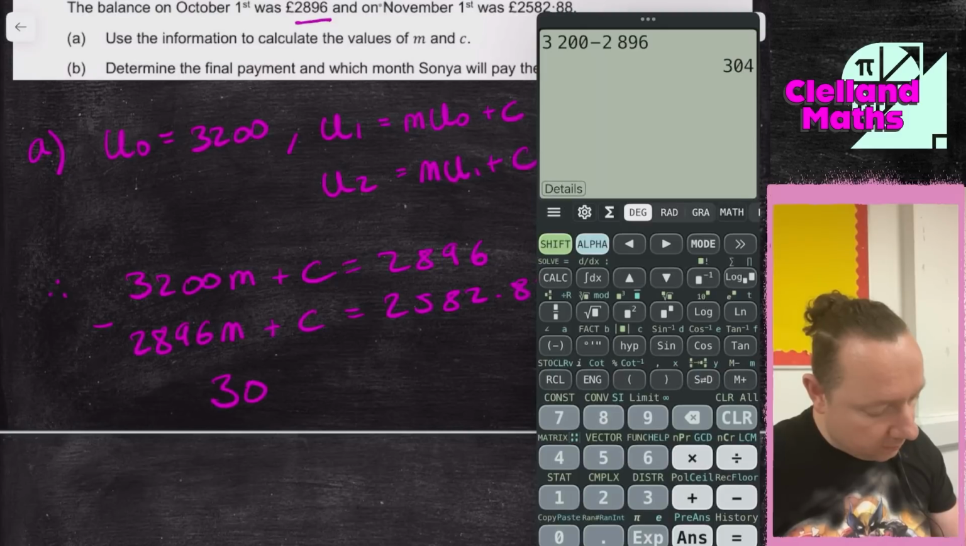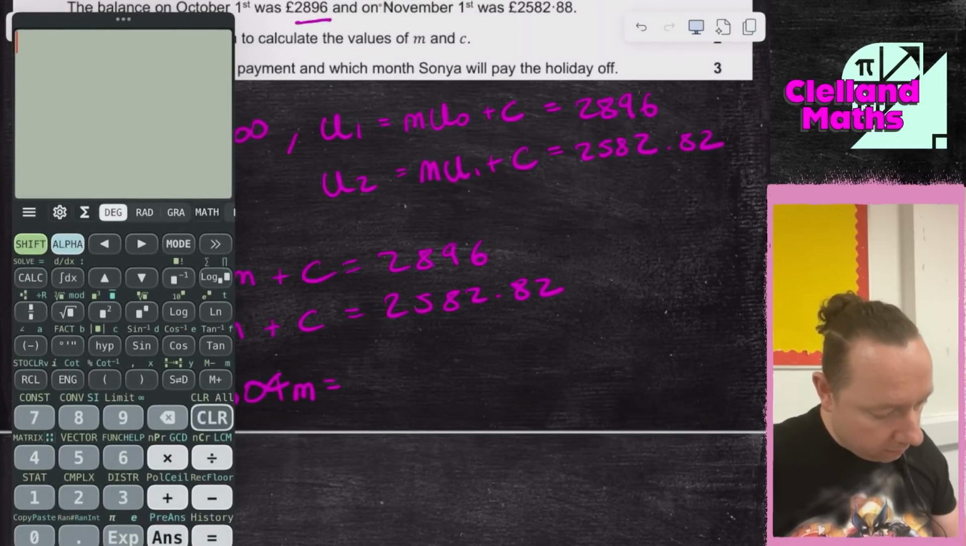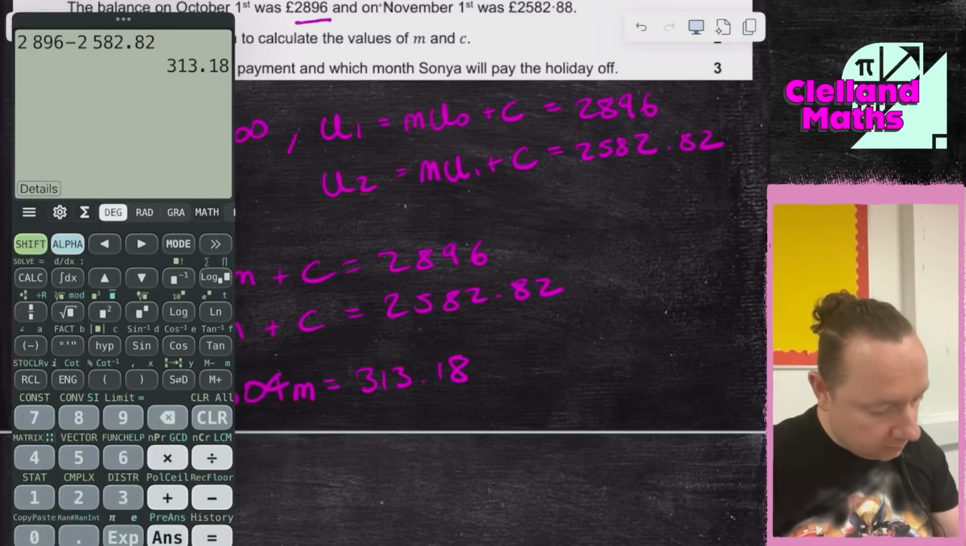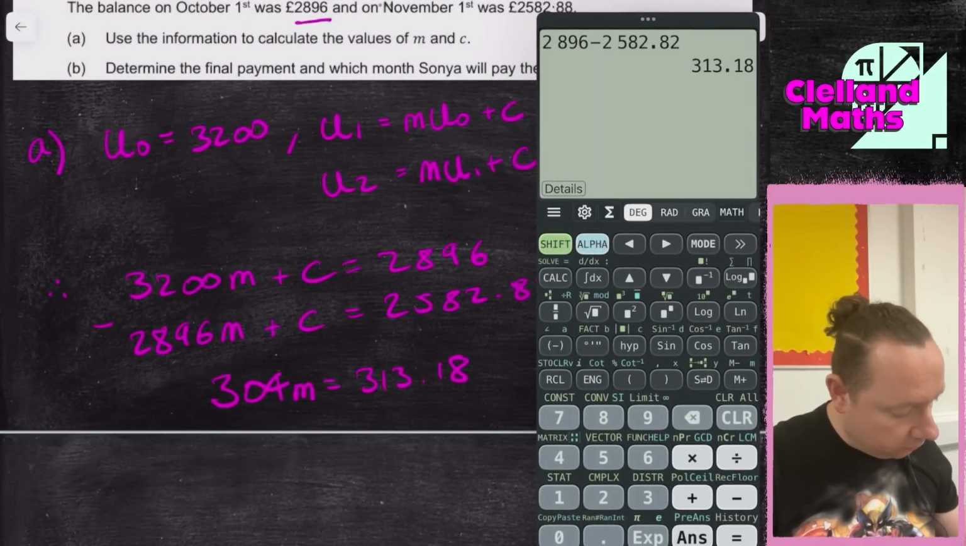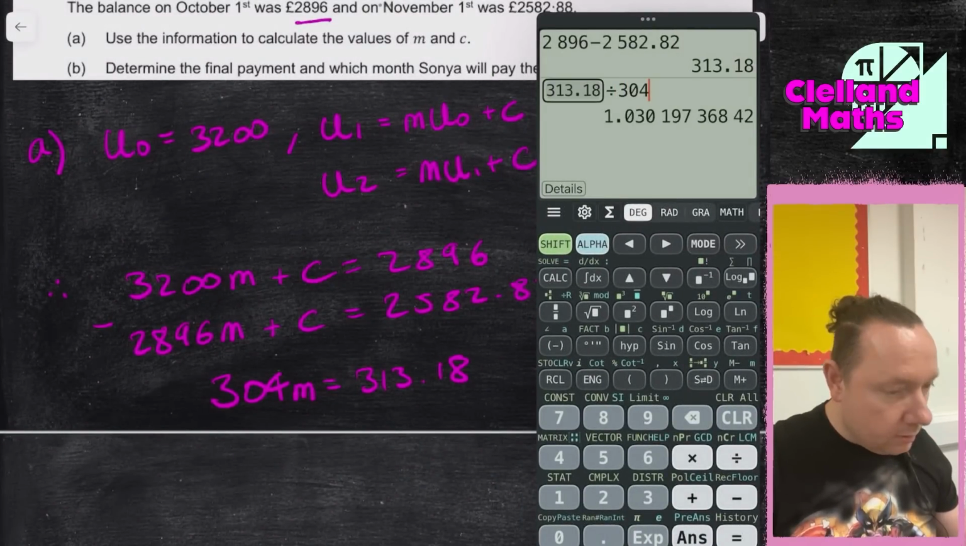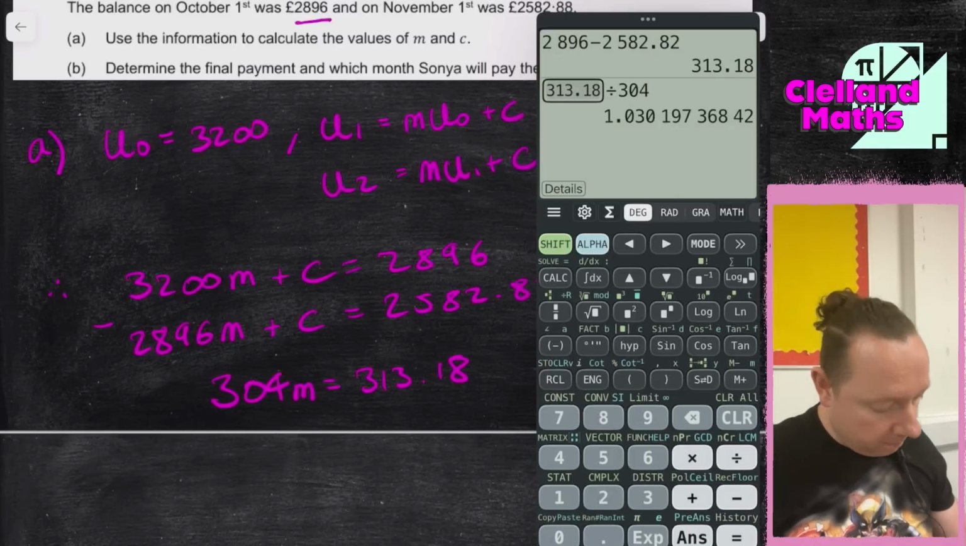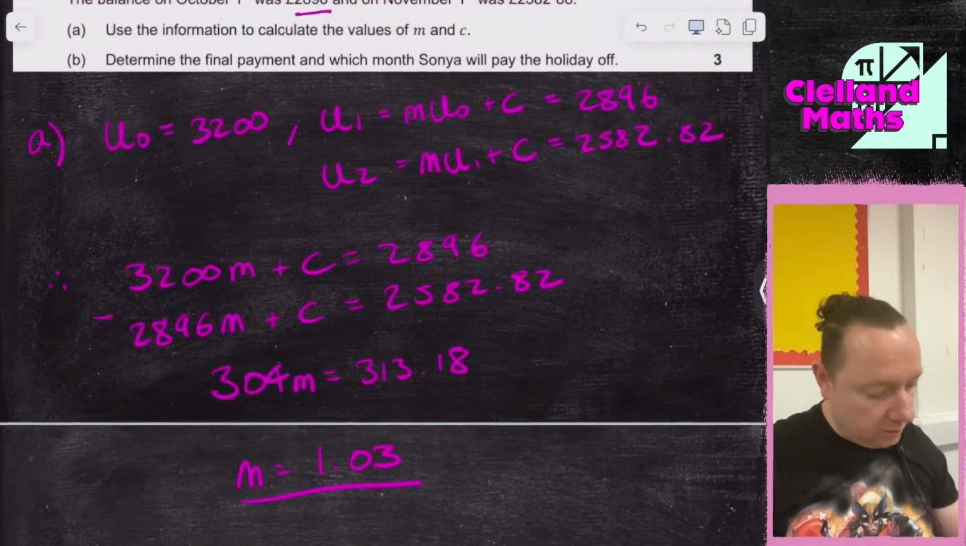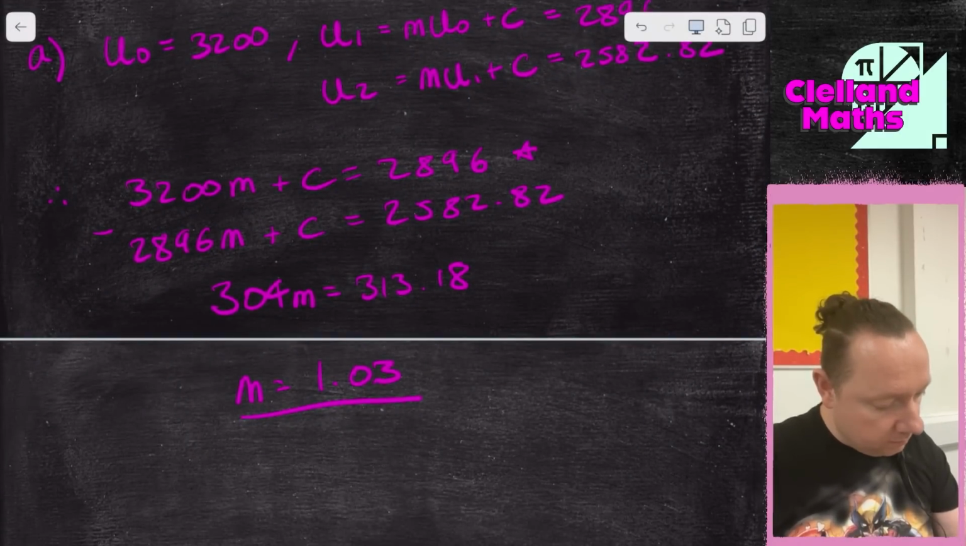So we get 304M on this side equals 2896 minus 2582.88, which is 313.12. So we divide by 304 to get 1.03 roughly. So M to two decimal places is 1.03. And now we need to work out our C, so we just sub in. So we'll just sub into this one.